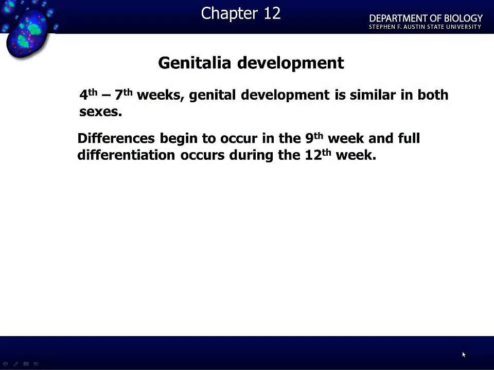So far we've developed our gonad, distinguished it from the indifferent gonad into our ovary and testes. We have our distinct genital tracts that we follow. Now we're going to look at genital development, and in a similar way, we're going to start out with indifferent genitalia. It's indistinct from each other, and we're not going to begin to see differences until the 9th week and really until the 12th week.